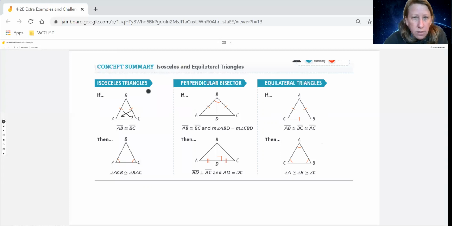This is called the isosceles triangle theorem. This one's kind of interesting. If you have an isosceles triangle and you cut the top angle in half, it's true that the angle bisector, the thing that's cutting the angle in half, is going to hit the base of your isosceles triangle right at a right angle and right in the middle.